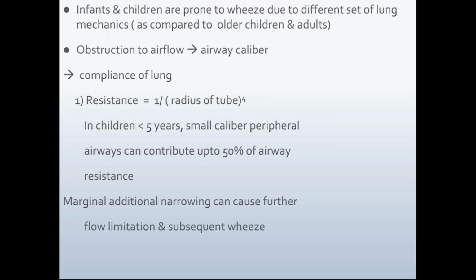And one more thing, why this happens more in infants and in children less than 5 years: the peripheral airways' caliber is very small, and it contributes up to 50% of airway resistance. So any small obstruction can cause a drastic increase in airway resistance, resulting in wheeze. So children of less than 5 years are more prone to wheeze and more prone to bronchial obstruction. Marginal additional narrowing can also cause further flow limitation and subsequent wheeze.